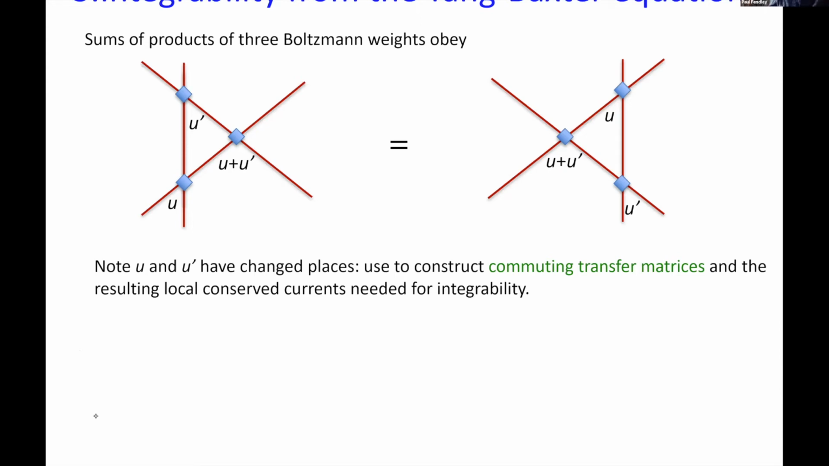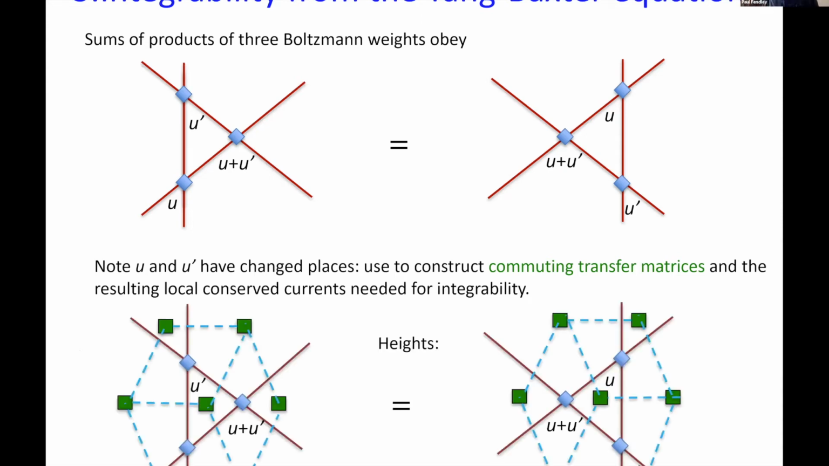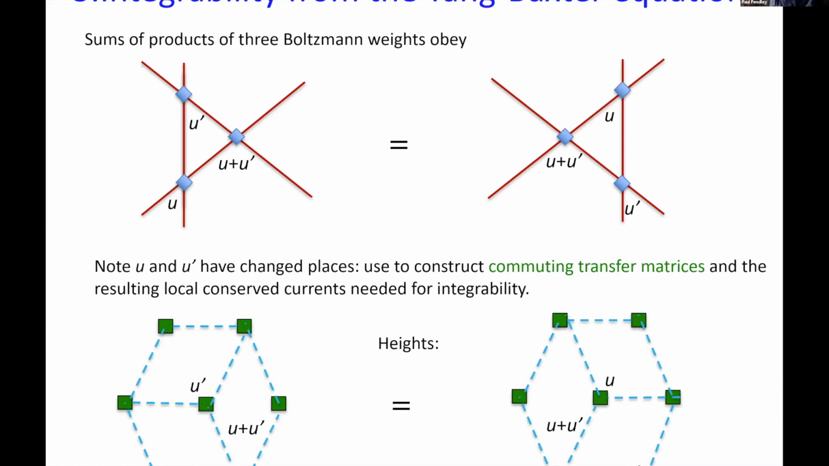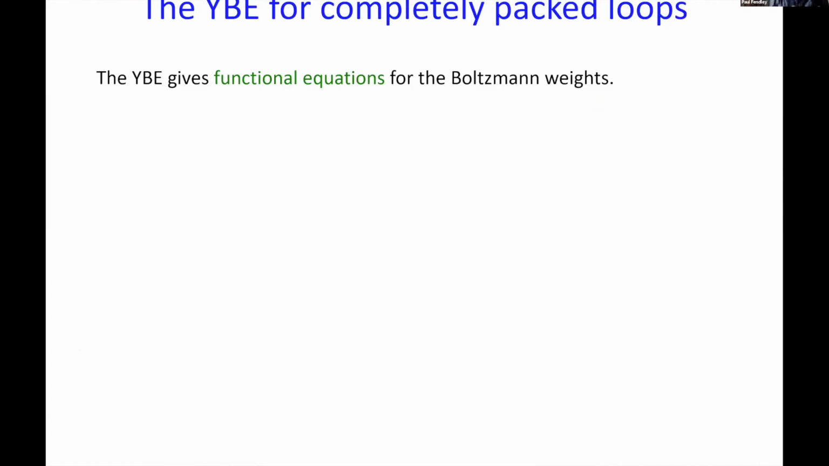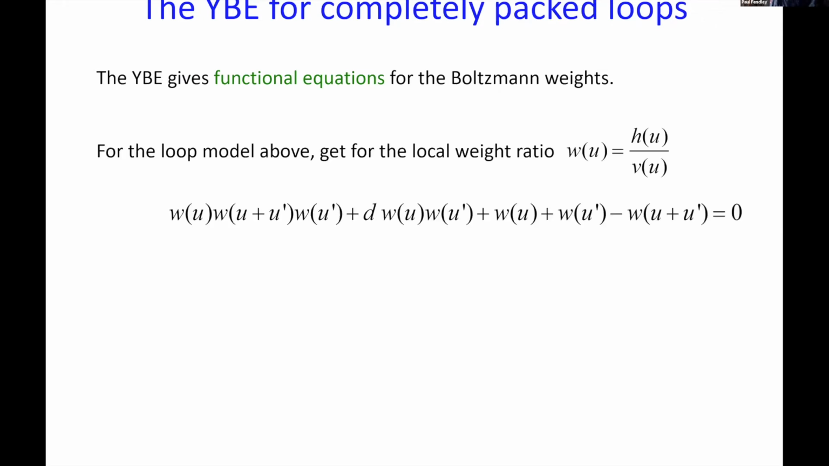We want to solve this. We want to find Boltzmann weights and solve it. And it's not easy. Let me just draw quickly. This is what it looks like if you want to draw it in terms of the height variables. So it gives functional equations, just to show you how nasty it is. This is the simplest case I know of for solving the Yang-Baxter equation. It's for the loop model and all the local models that are associated with the loop model. So you plug in this ratio of weights, H over V, and that's your nasty functional equation.